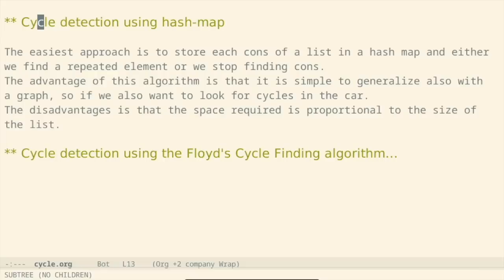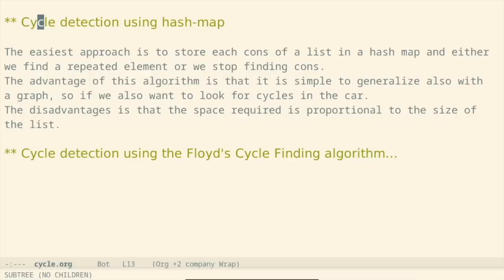The easiest one is probably using hash maps. So we could store inside a hash table each cons of a list. And either we find a repeated element or we stop finding cons. The advantage of this algorithm is that it's simple to generalize also to graphs. So if we also want to look for cycles inside the car, for the moment we just follow the cdr. The main disadvantage of this algorithm is that the space required is proportional to the size of the list.